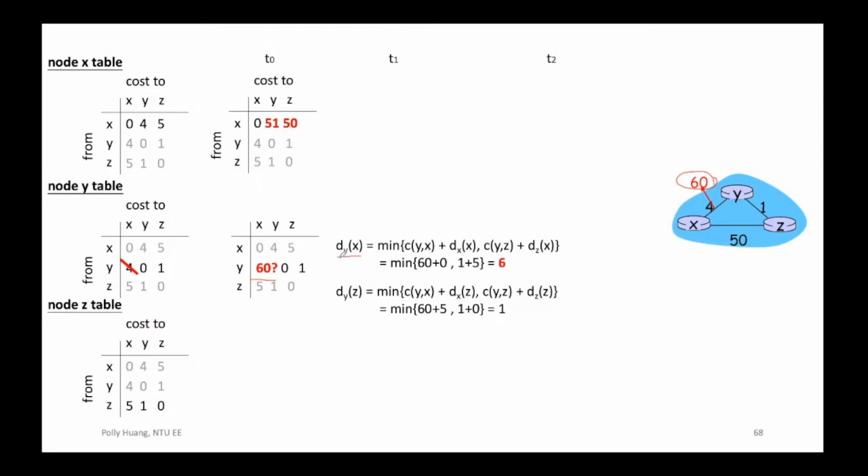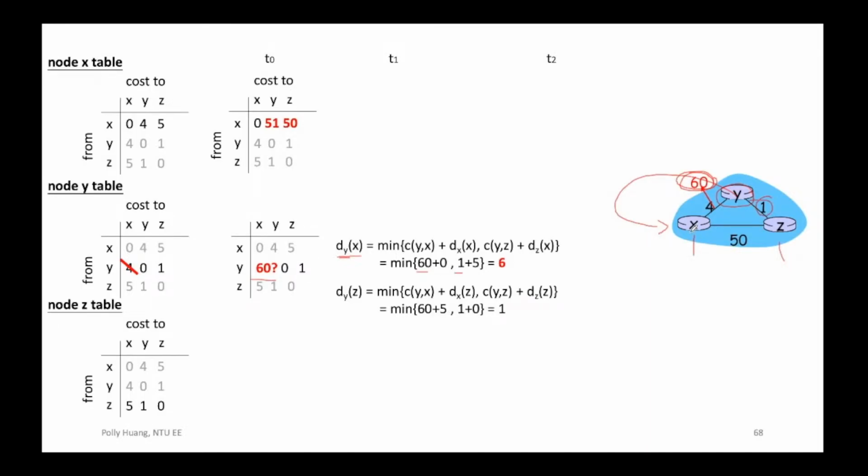Okay, so dyx, source being y, destination being x, going through two neighbors, x and z. Link cost yx is 60, link cost yz is 1. So we have 60 here and 1 here.